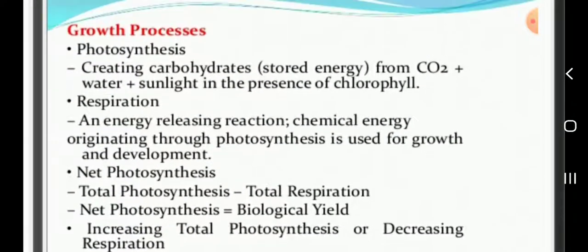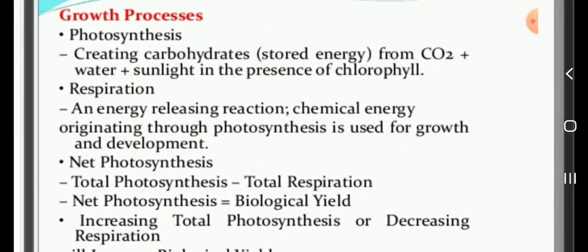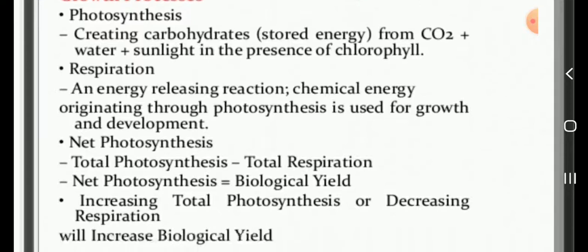Listen students, growth phase. What is meant by growth phase? Photosynthesis, creating carbohydrates, the stored energy. The carbohydrates store energy from carbon dioxide plus water plus sunlight in the presence of chlorophyll.